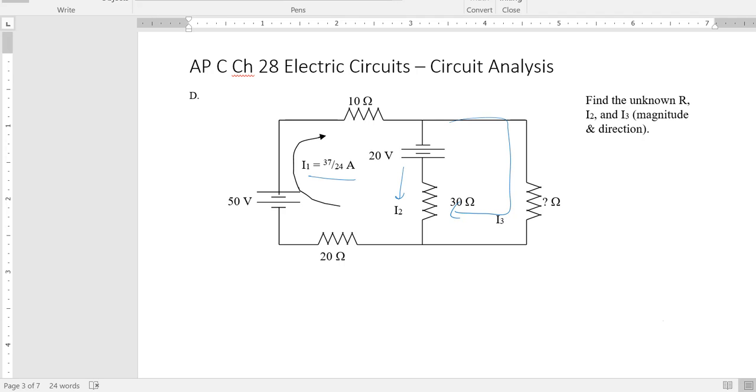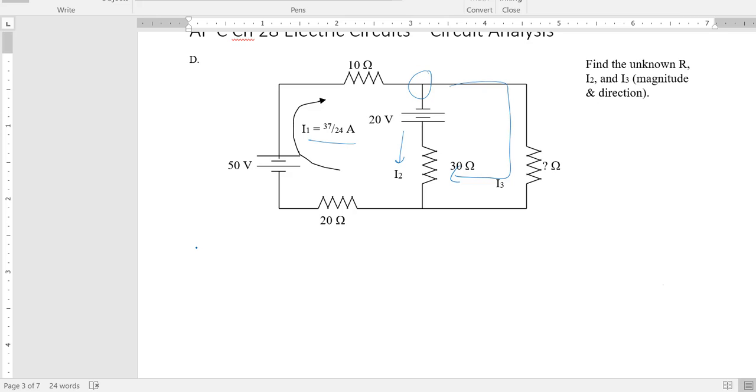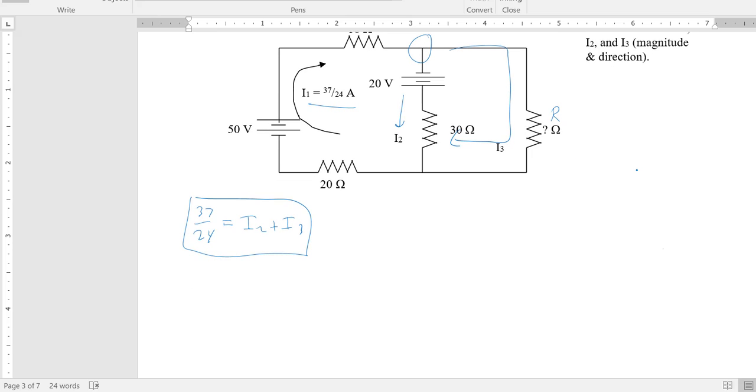All right, so we'll start with Kirchhoff's junction rule. I always start with that. You don't have to, but it tends to be easier. I'll look at that junction right up there. In this case, I1 is going into that junction, and I2 and I3 are coming out of it. So I know that I1, which is 37 over 24, equals I2 plus I3. So I've got one equation, but two unknowns. And by the way, there's going to be a third unknown: we want to know what this resistance is right there. So we are going to have three unknowns eventually, and we're going to need three equations.